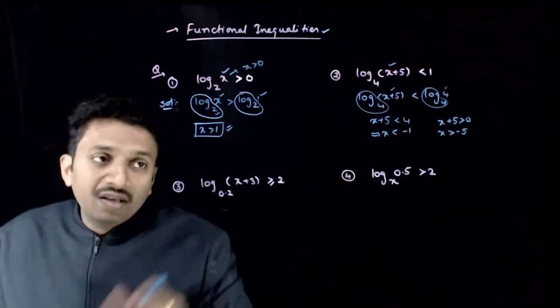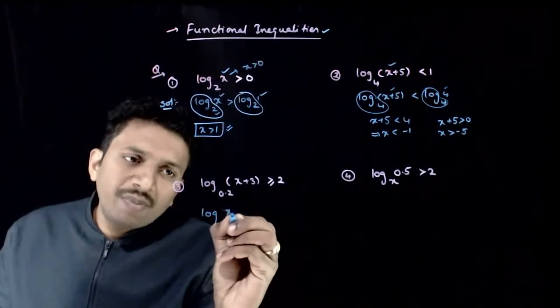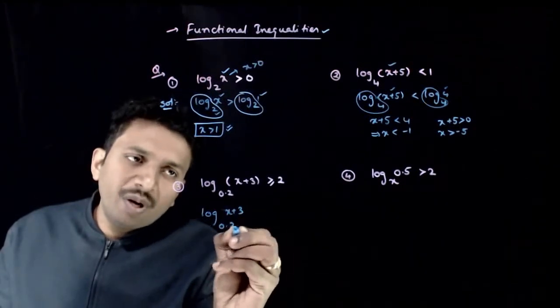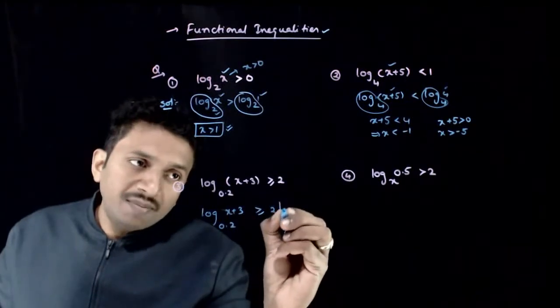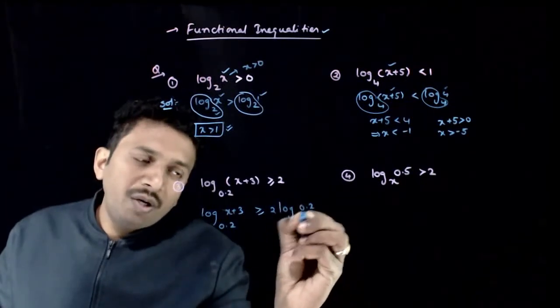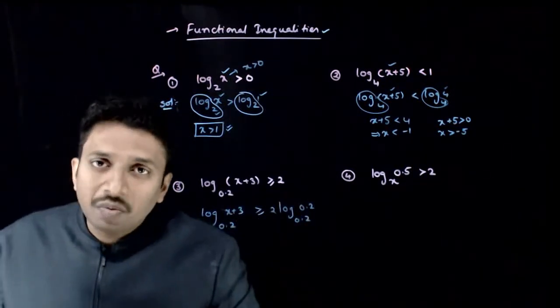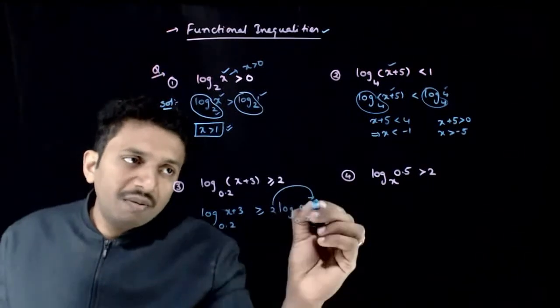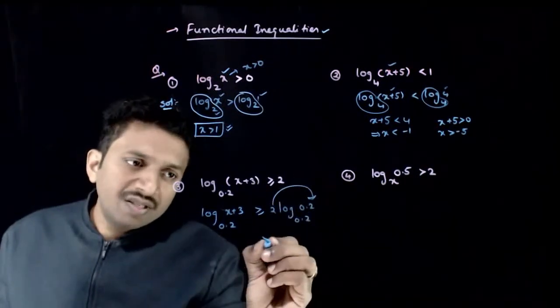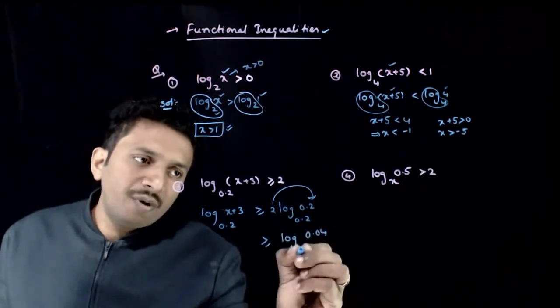Now if you go to the third one, log x plus 3 to the base 0.2 is greater than or equal to 2 times log 0.2 to the base 0.2. Log 0.2 to the base 0.2 is nothing but 1. Now according to the properties of logarithm, this 2 goes onto the power, right? So it's greater than or equal to log 0.04 to the base 0.2.